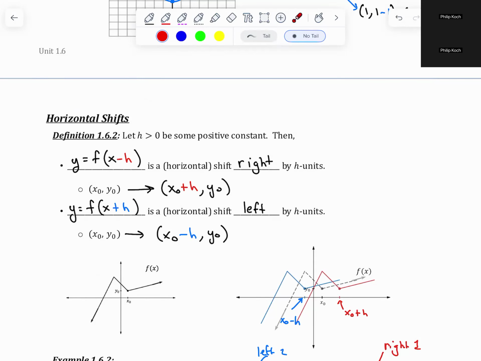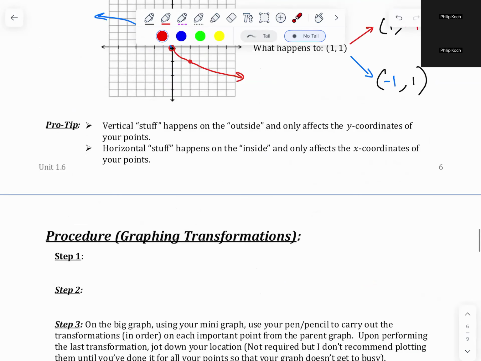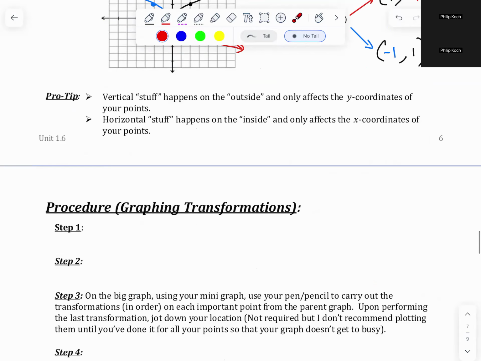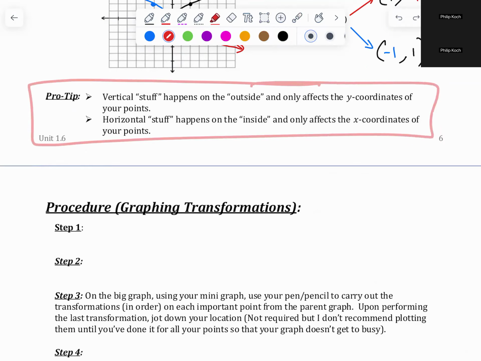So if you can remember that, and then remember that horizontal stuff is always the opposite of what you'd think it would be, then everything kind of falls into place. That is a very, very useful pro tip. Horizontal stuff is opposite what you'd think.